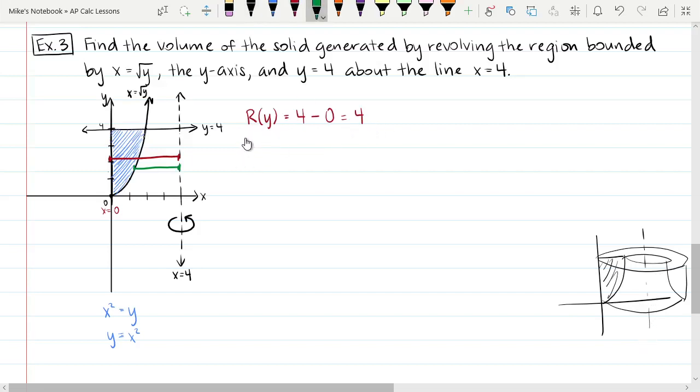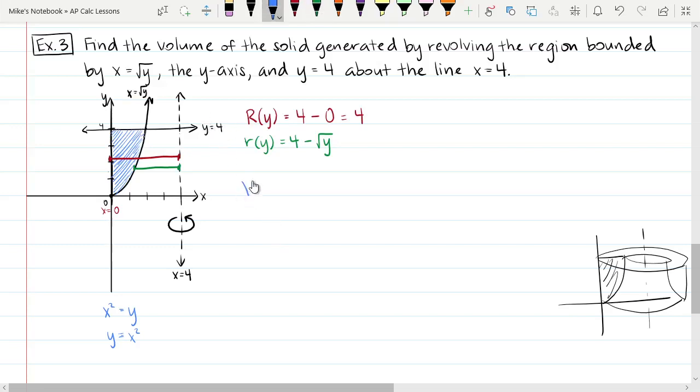For the little radius, so little r of y, same idea. What's the equation on the right? Well, that's x equals 4. Minus, what's the equation on the left? That's x equals the square root of y. So that's my expression for little r of y. And then remember, for the limits, we have to look at the y values because everything is in terms of y. The lowest y value is 0. The highest y value is y equals 4.